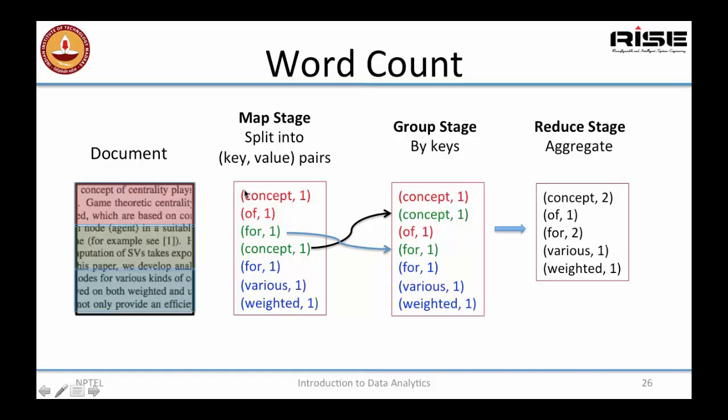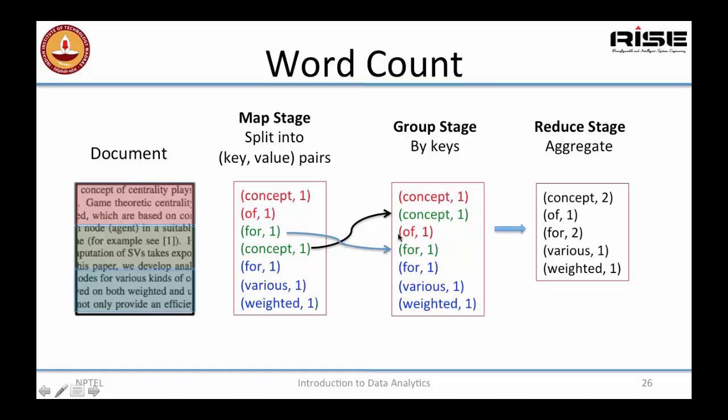What the mapper does is it reads each word in the document and then outputs that as a key, and the value is the count of the word in the document. So every time it encounters a word, it's just going to output that word with a count of 1. The red mapper is going to output concept 1, of 1, and then the green mapper is going to output a variety of things. In this case it's going to say for 1 and concept 1, and the blue mapper again outputs for 1, various 1, weighted 1, and so on and so forth.